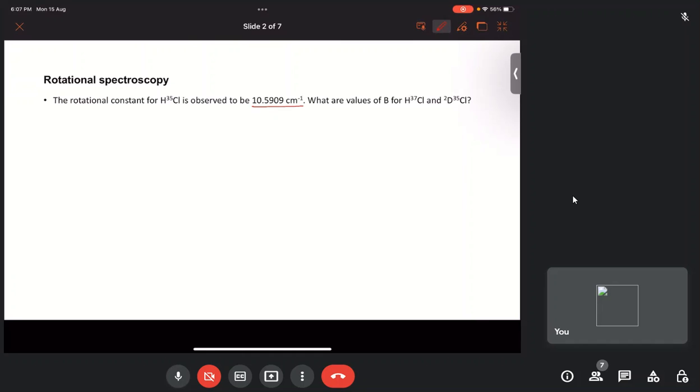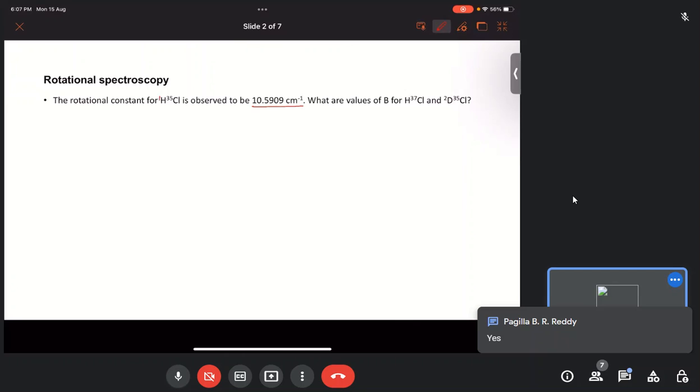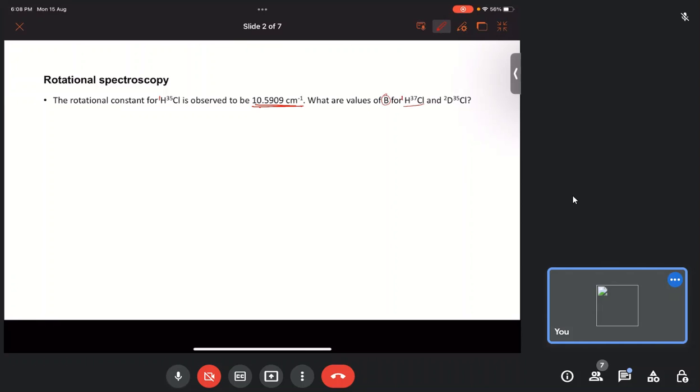Yes. Thank you. So the rotational constant for 1H, the proton, and 35 chlorine is observed to be 10.5909, and we have been asked to find out the rotational constant B values for 1H and 37 chlorine, and for 2 deuterium 35 chlorine.